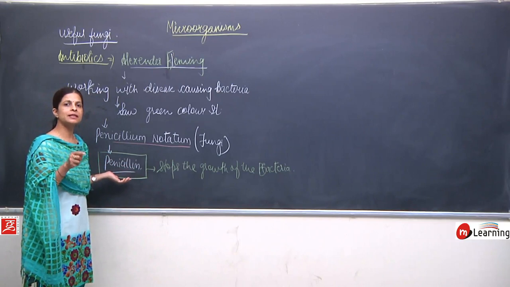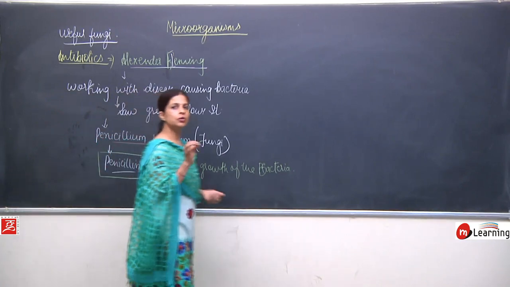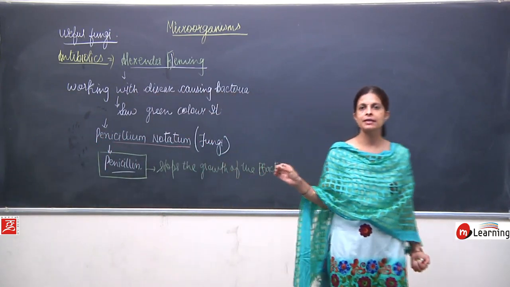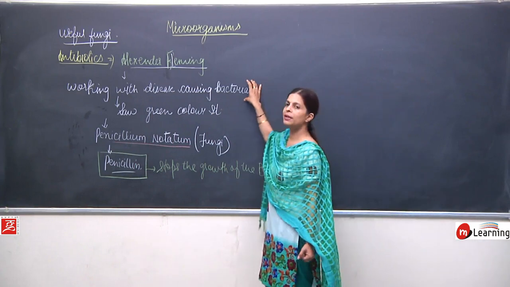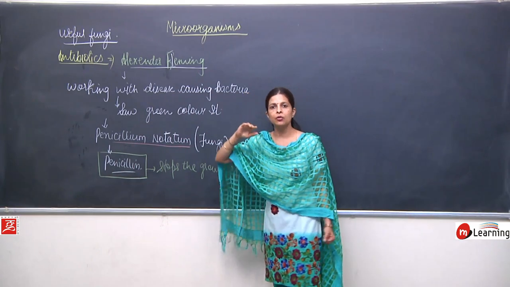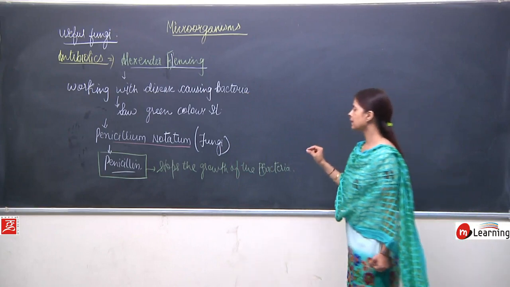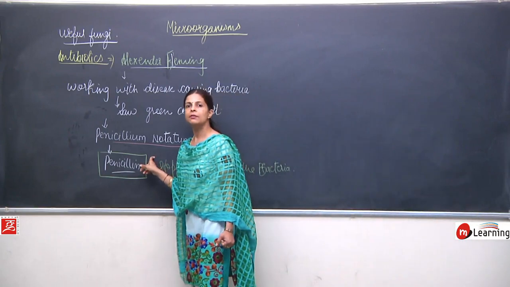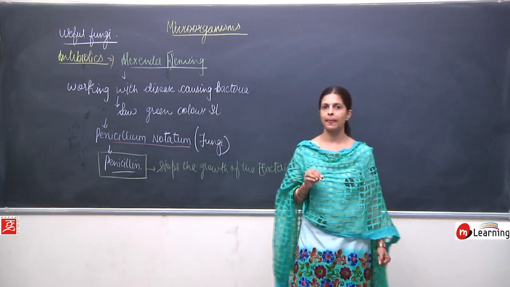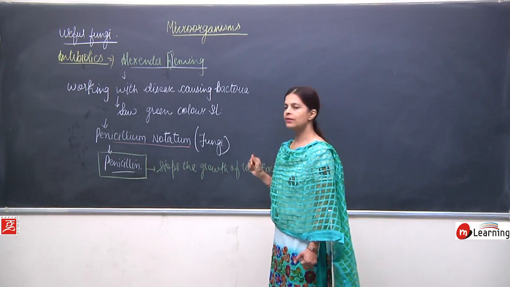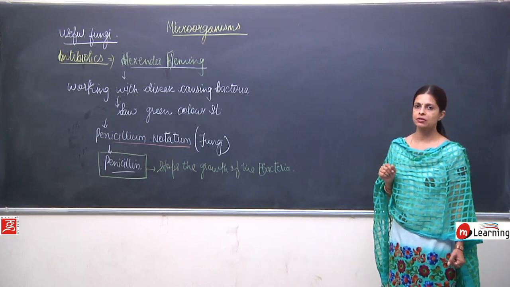This chemical substance he named penicillin, and he saw that due to the presence of this fungus Penicillium notatum, the growth of those particular bacteria was inhibited, the growth was stopped. From this chemical, penicillin, Alexander Fleming made the antibiotic. We have discussed antibiotics when we were discussing bacteria also.